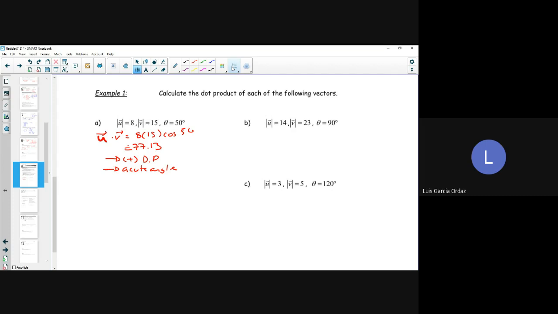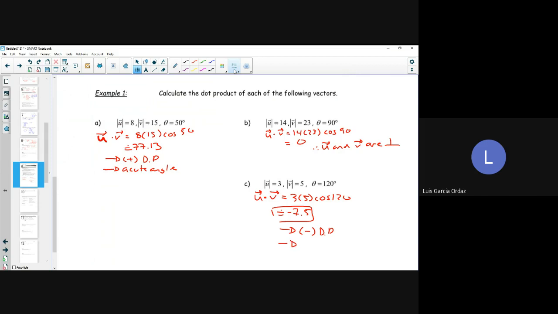Next, the magnitude of u is 14, the magnitude of v is 23, and theta is 90, which means that my dot product should give me 0. 14 times 23 times cos of 90 gives me 0, which means u and v are perpendicular. And the last one: the magnitude of u is 3, the magnitude of v is 5, so I get 3 times 5 times cos 120. This is roughly negative 7.5. So I have a negative dot product, which means that my angle is an obtuse angle.